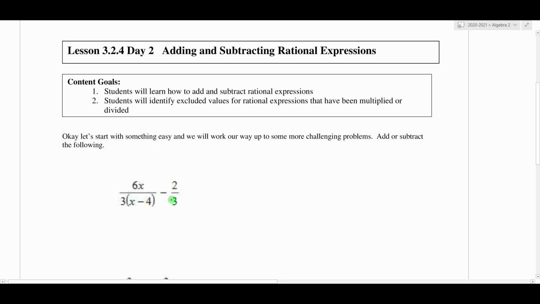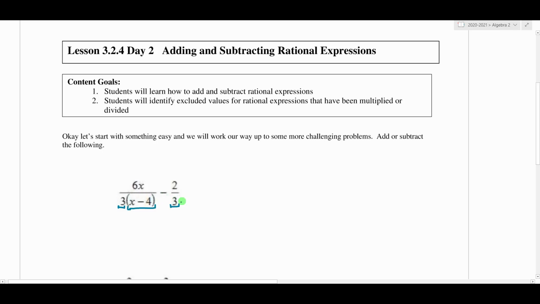First thing I'm looking at are the bottoms. I notice they are not the same. This one has a 3 and an x minus 4, so it's got two factors down there. And this one has a 3. So they're not quite the same. This one has an x minus 4 where this one doesn't. They both have a 3 in the bottom, but this one has an x minus 4 and this one doesn't.